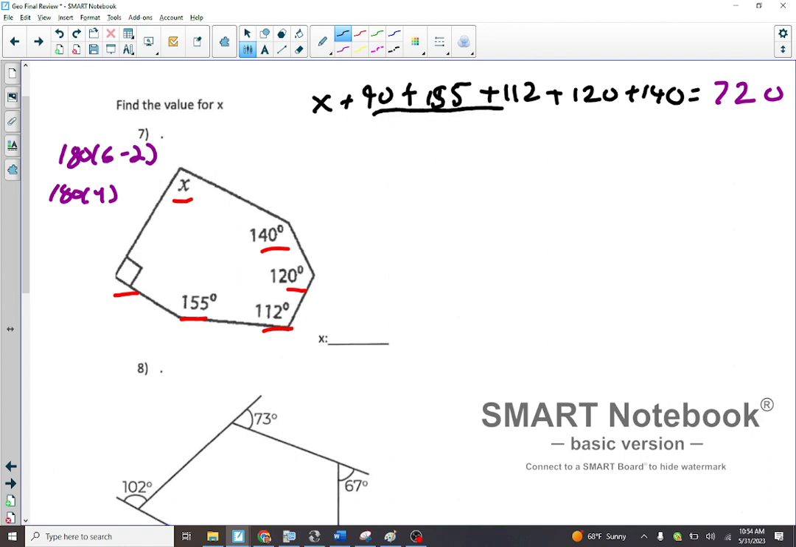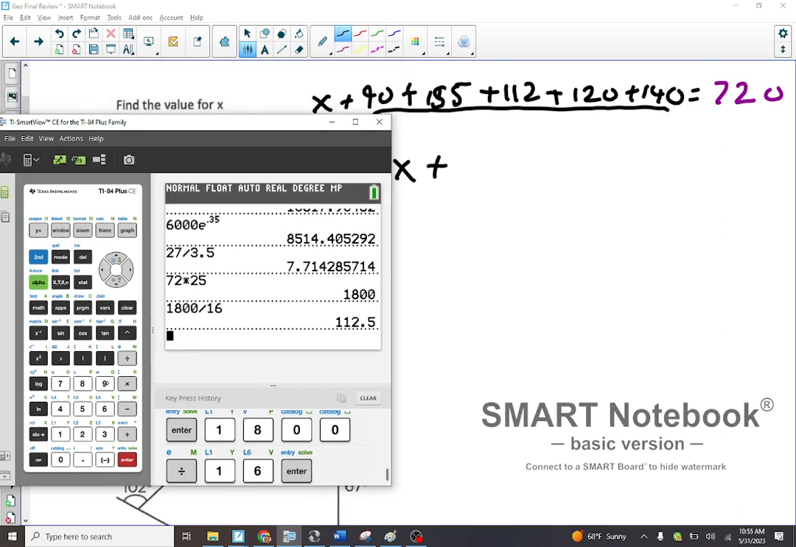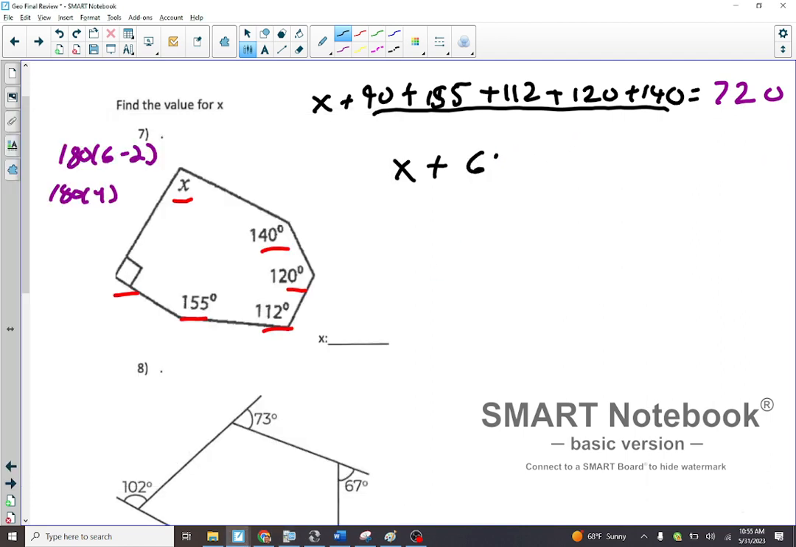Best thing to do is just add all these pieces together. So x plus, I'll pull out a calculator for that. 90 plus 155 plus 112 plus 120 plus 140 is 617. So x plus 617 equals 720, and then I just subtract 617 on both sides. So x equals 103.